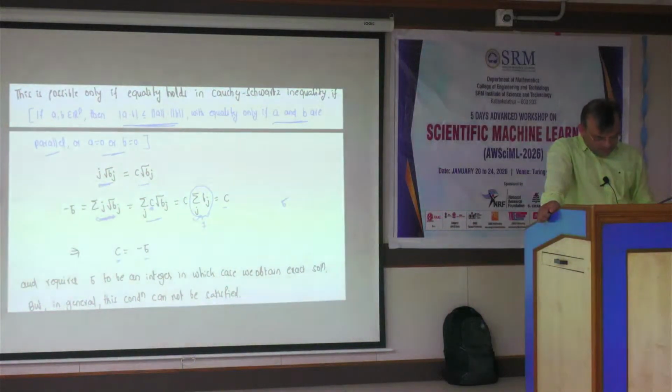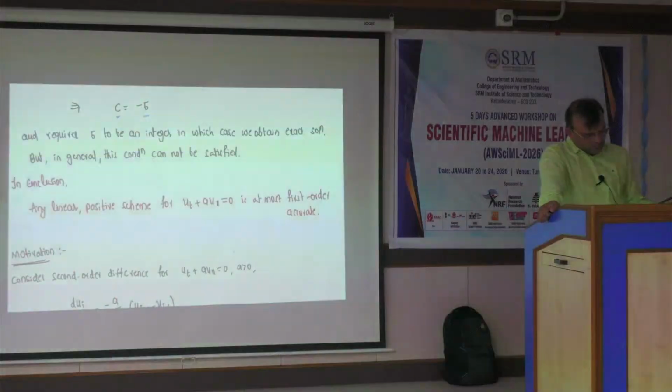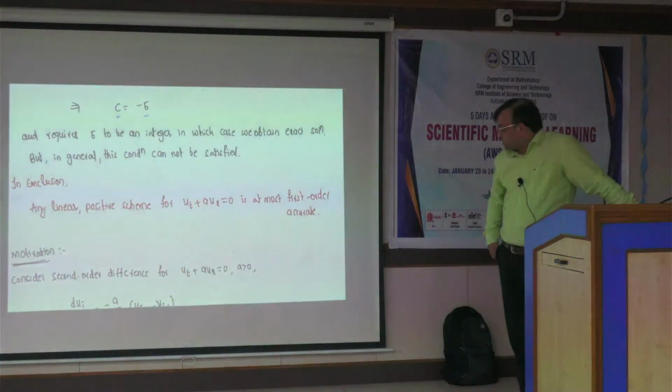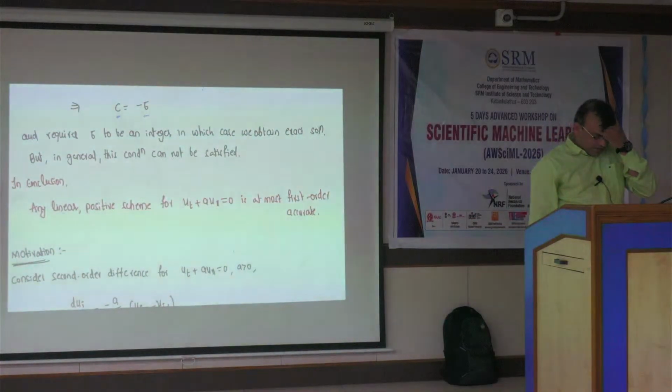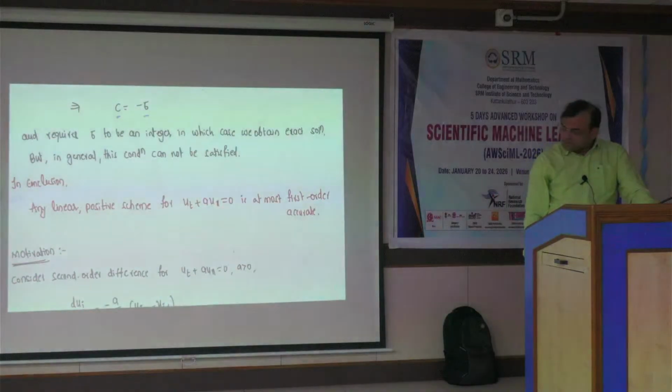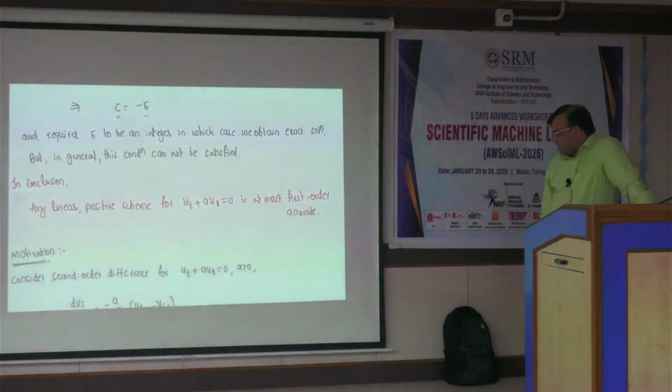So this is the conclusion that any linear positive scheme is at most first order accurate. This is proved by Godunov in 1959. Any linear positive scheme is at most first order accurate. Now, how to build the second order scheme?